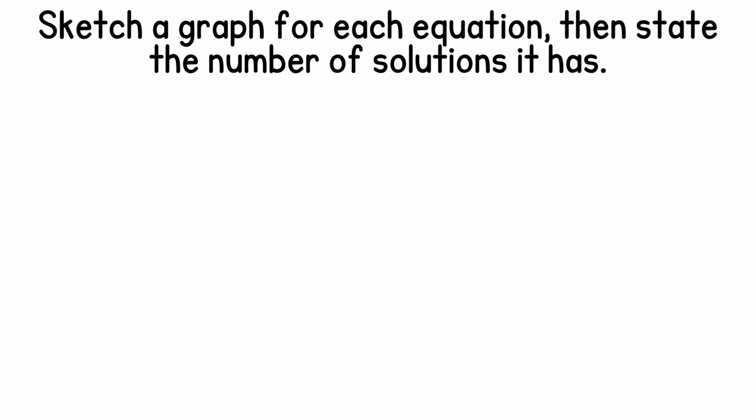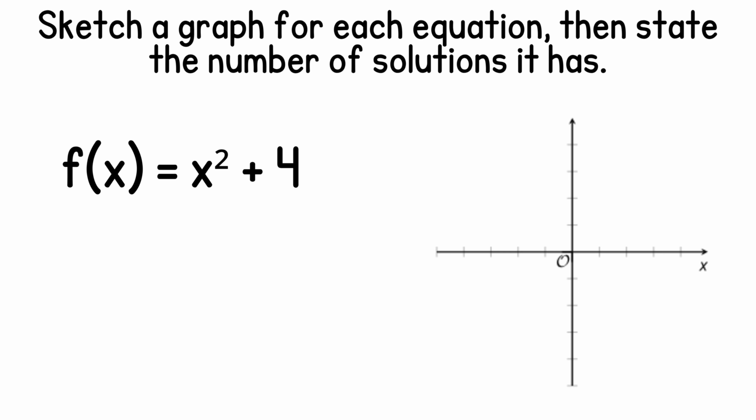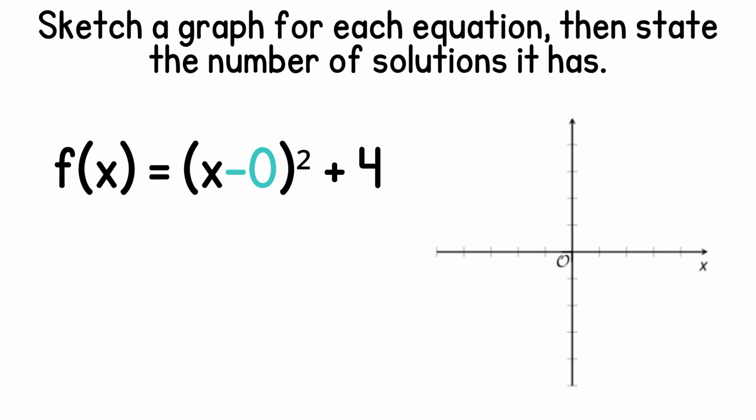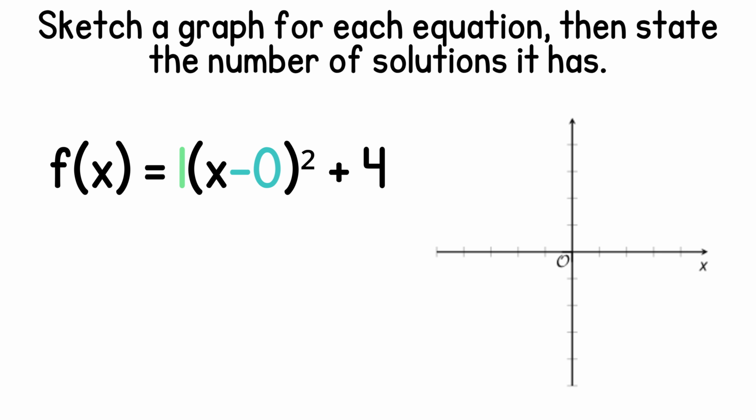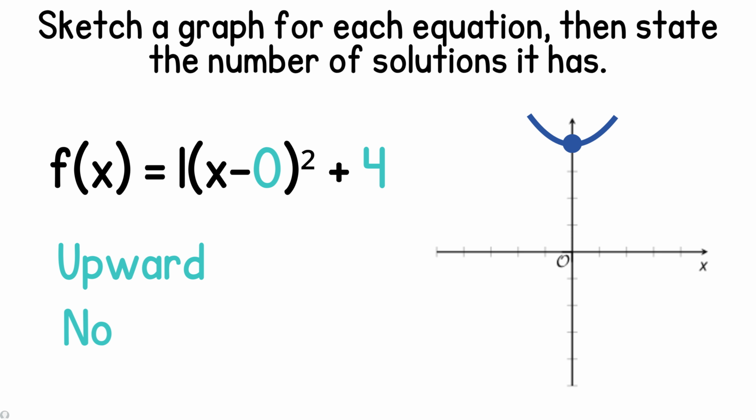In this example, we're going to sketch a graph for each equation, and then we'll state the number of solutions it has. Our first equation is f(x) = x squared + 4. Right now, it looks like it could be in vertex form if we added the minus 0 in the parentheses. We also have the a value of 1, which tells us that our parabola will go upward. We can see that our vertex would happen at (0, 4). So we'll plot our vertex there on the y-axis, and then we'll make our parabola go upward since that's what the a value told us. Since our graph never hits the x-axis, this tells us that there are no solutions to this equation.